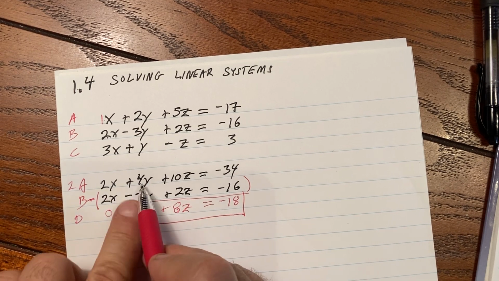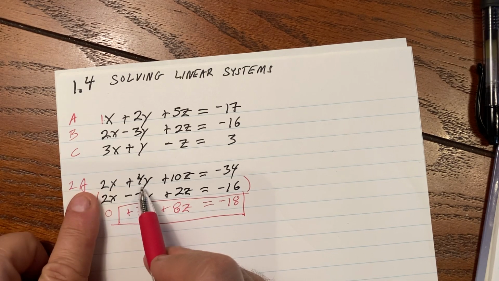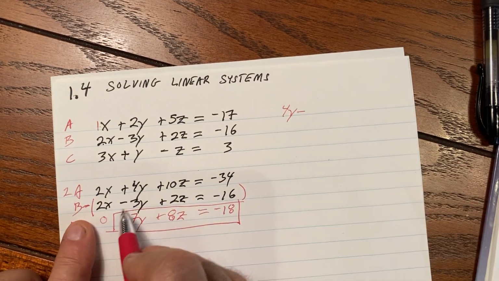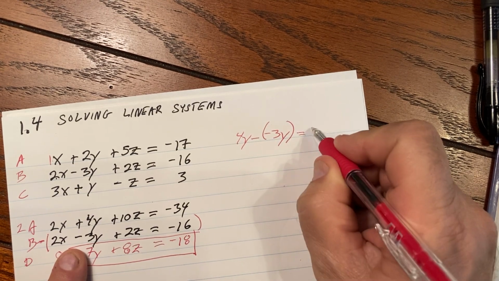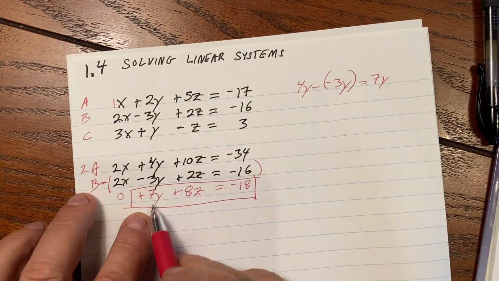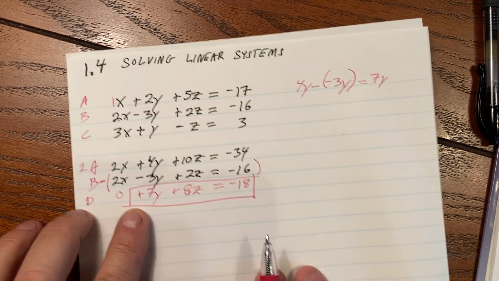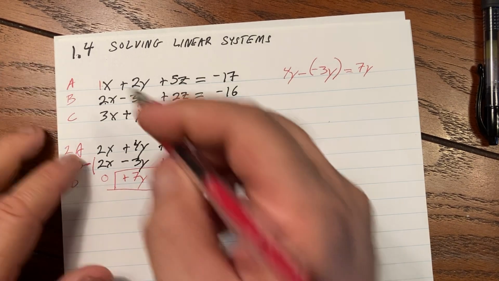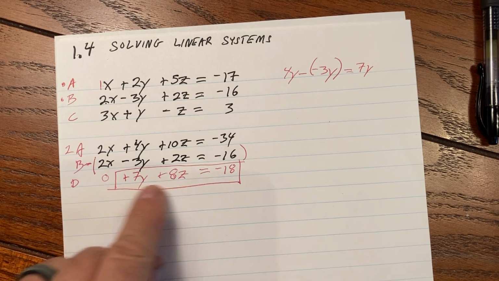Okay, 4y minus a negative 3y. It's not 1y. This plus this is 1y. 4y minus a negative 3y is 7y. That's a positive 7y. It's not 1y. Be careful of that. Okay, so we used the first two equations, this one and this one, to get that equation.